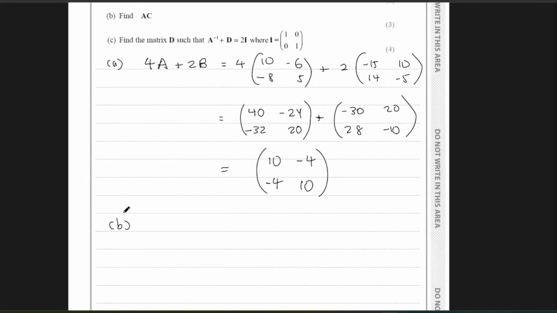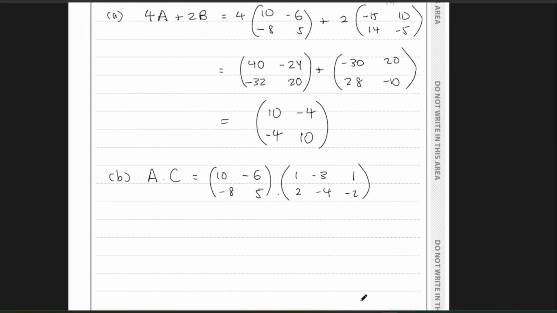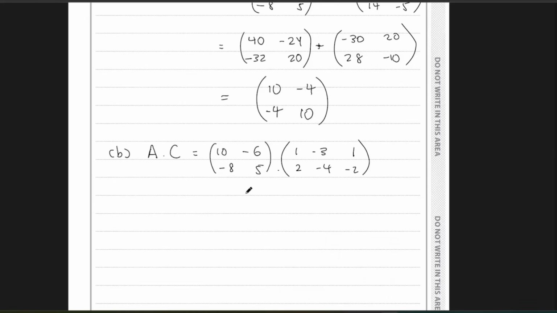Question B is find A times C. So matrix A, 10, minus 6, minus 8, 5, times C, 1, minus 3, 1, 2, minus 4, minus 2. So we need to multiply these two matrices. We'll check the size. The first one is a 2 by 2 matrix. The second one is 2 rows and 3 columns, 2 by 3.